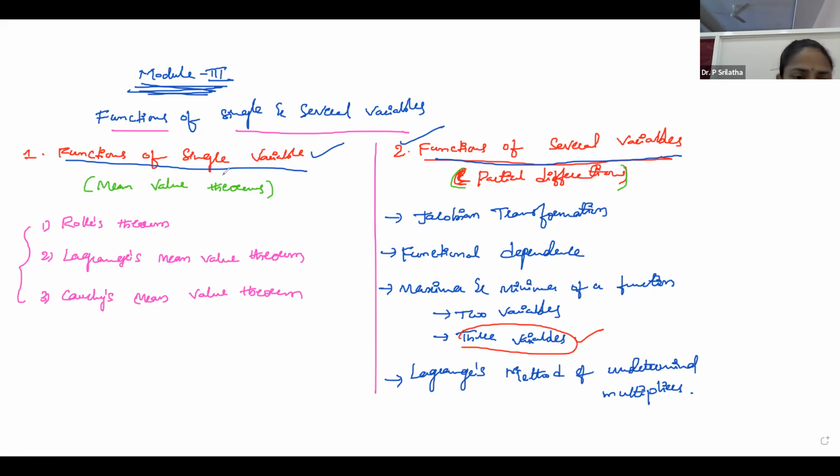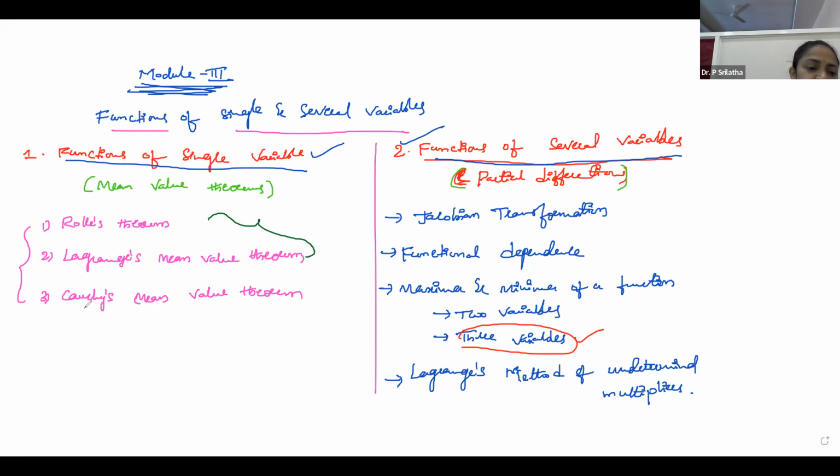In functions of single variable, we have three mean value theorems in our syllabus. The first is Rolle's mean value theorem, the second is Lagrange's mean value theorem, and the third is Cauchy's mean value theorem. Two of these you have already studied in intermediate, right? You already know Rolle's theorem and Lagrange's mean value theorem, but you don't know about Cauchy's mean value theorem, right?